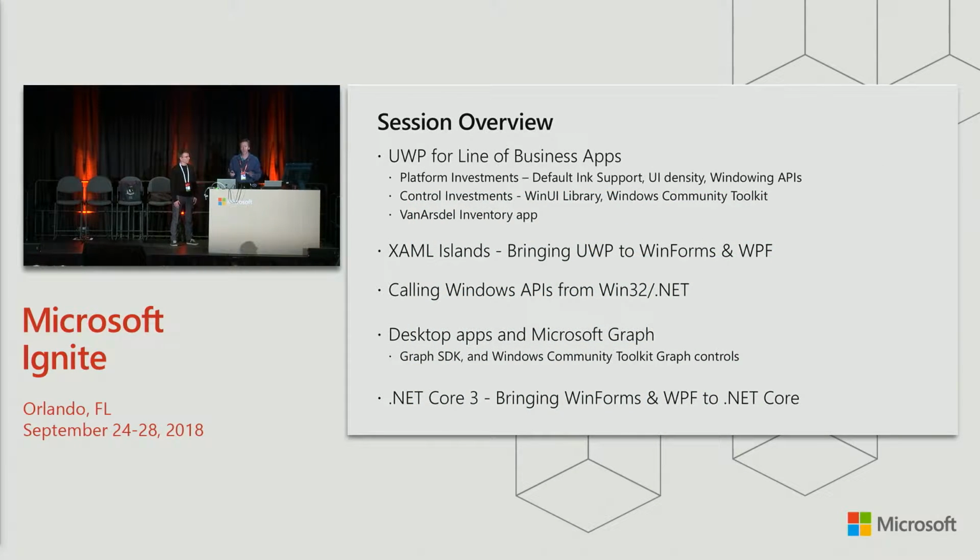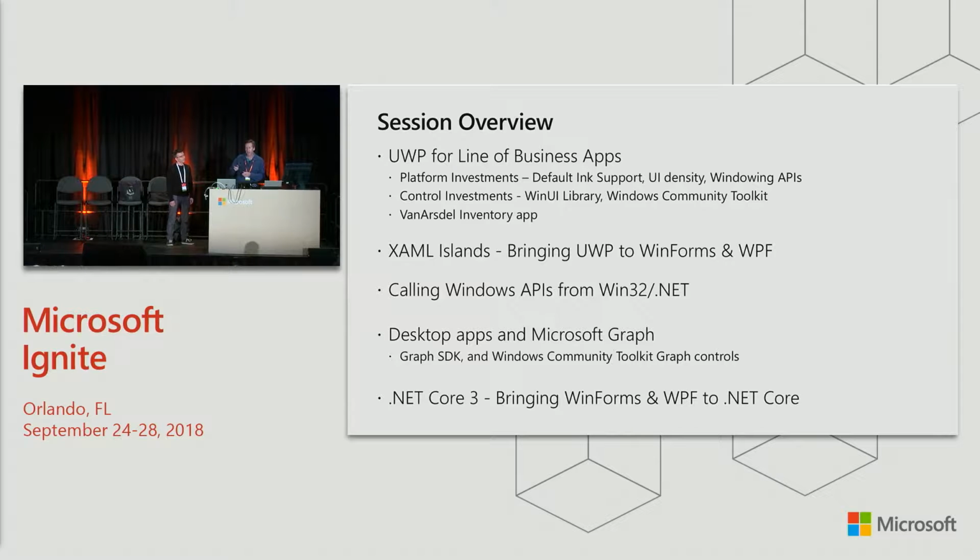So quick overview, and then we'll go into some of the coding details here. We want to first focus on UWP for line of business apps and what we've been doing in the platform to help you, both at the platform level and various custom controls. Then we'll show you how you can use those platform features in your existing .NET applications via XAML islands. We'll spend quite a bit of time on that. Next, I'll show you the Windows 10 APIs that we've been investing in that you can call already from your existing Win32 applications.